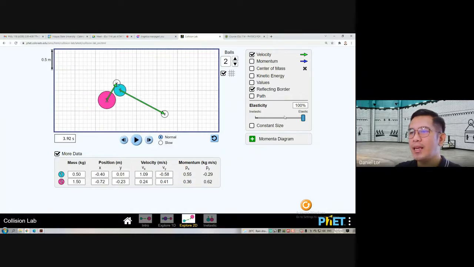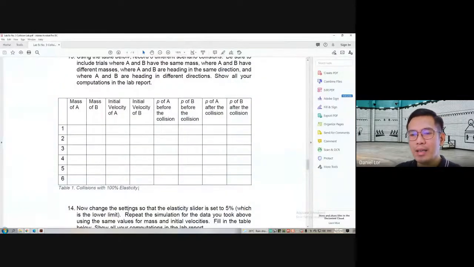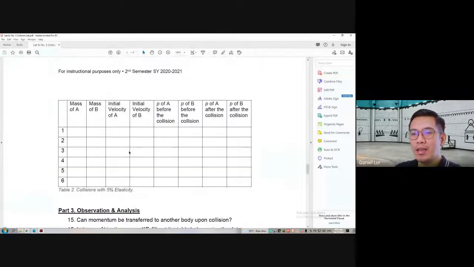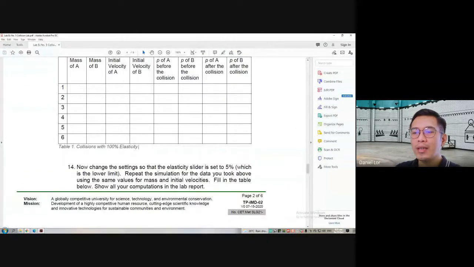So basically, if your elasticity is 100%, your velocity or your resultant velocity will not change. Okay, next, change the setting so that the elasticity slider is set to 5%, which is the lower limit. And repeat the simulation for the data.